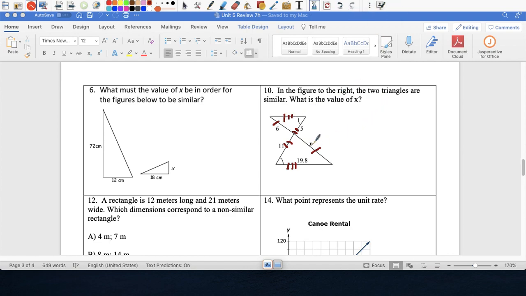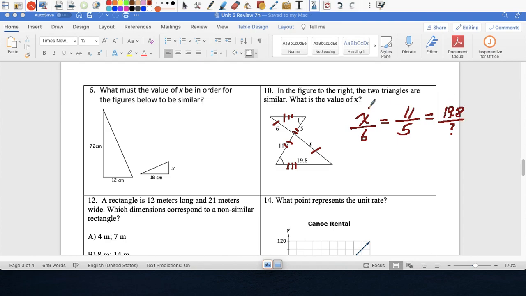Let's write it. x of the big triangle corresponds with 6 of the small triangle. Let's keep the big triangle on top. And 11 of the big triangle corresponds to 5 of the small triangle. I'm going to write another ratio: this side, 19.8 of the big triangle, corresponds to, let's put a question mark here. Now I want to find x. You can use x over 6 with 11 over 5, or x over 6 with 19.8 over question mark.